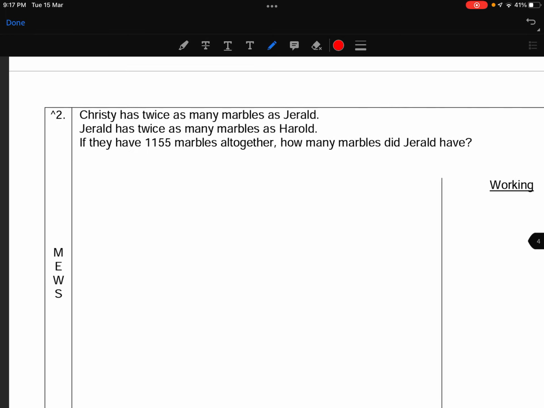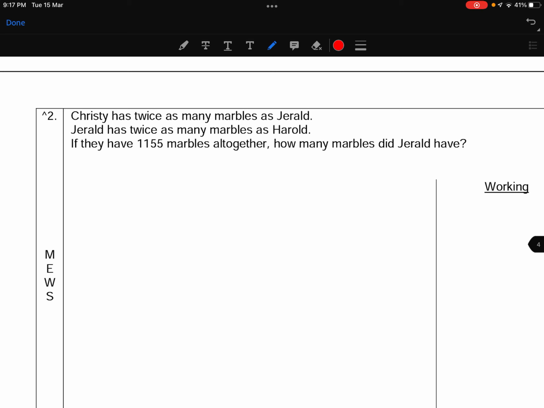Christy has twice as many marbles as Gerald. Gerald has twice as many marbles as Harold. So I'm going to circle Gerald. Now, Gerald's name appears twice. Repeated identity, and there's always comparison. So I'm going to go to Christy. Christy has twice as many marbles as Gerald. So if I start Gerald with 1 unit, Christy would have 2 units.